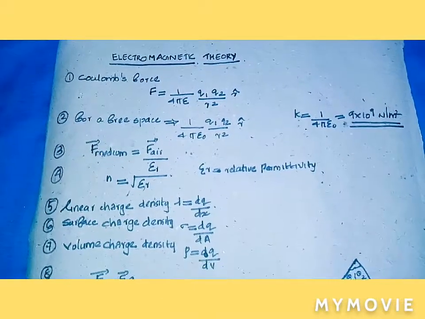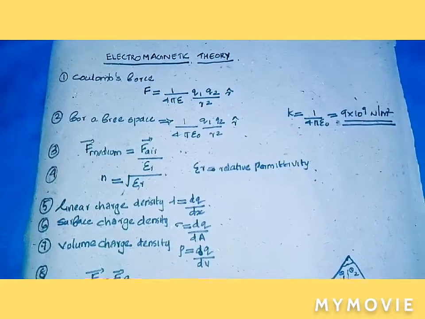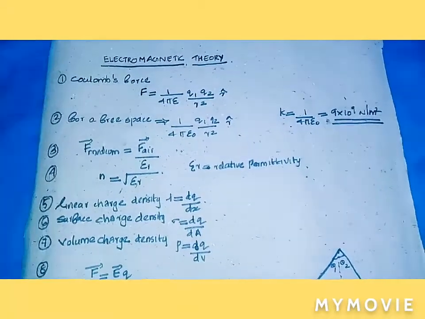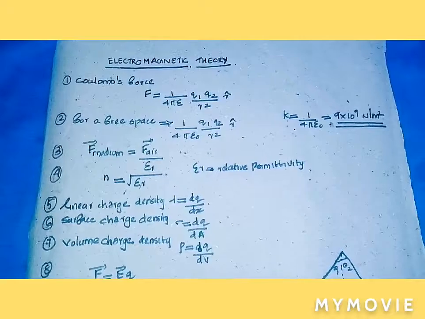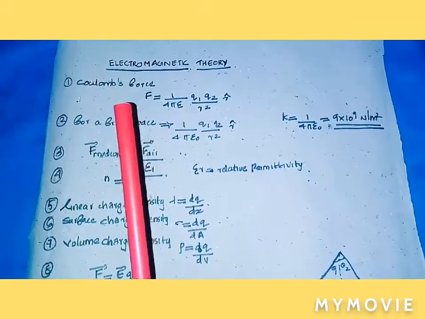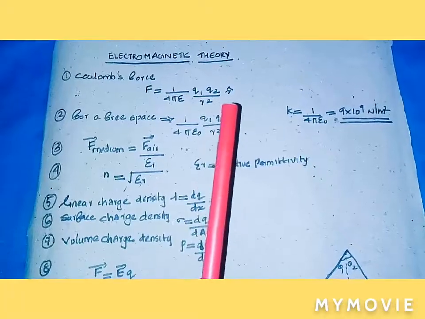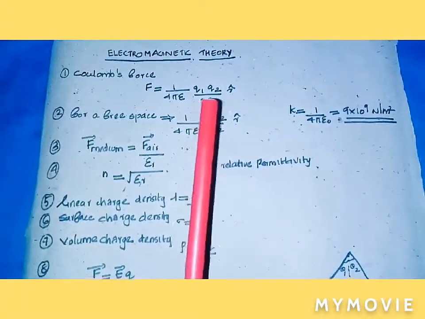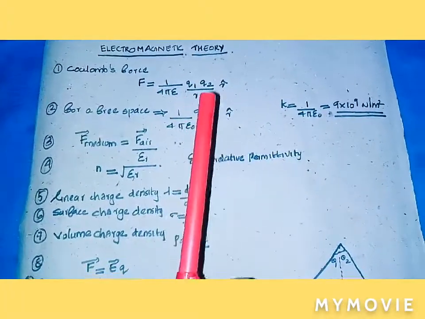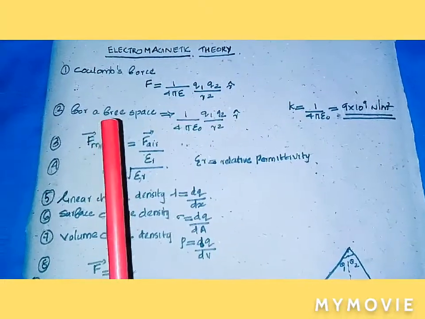Today we are going to study equations in electromagnetic theory. First, the equations in electrostatics. Coulomb's force F is equal to 1 by 4 pi epsilon Q1 Q2 divided by r square r cap, where Q1 Q2 are charges, r is the distance between the charges, and epsilon is the permittivity.